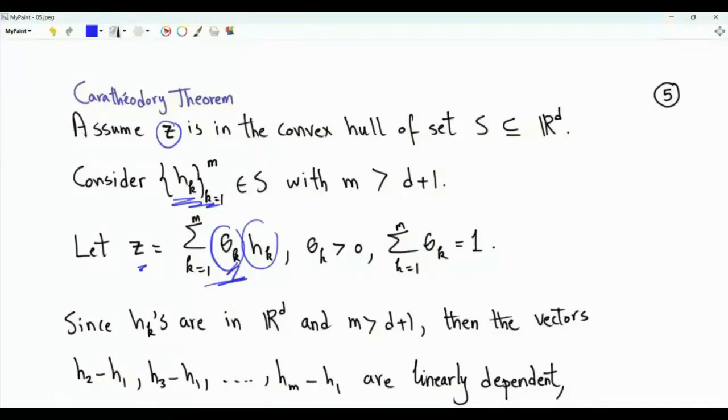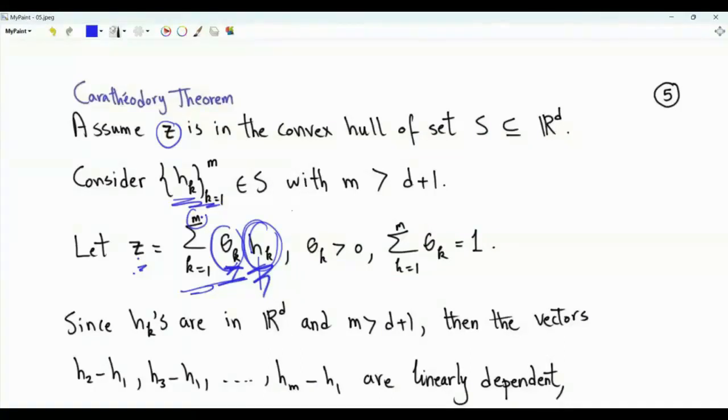But if there is a coefficient that is equal to 0, we can just eliminate the respective term in the summation. Let's focus on the case in which Z is a sum k from 1 to m, theta k, hk, so those are the vectors used to represent Z, and the thetas are all strictly positive. How many terms do we have in this convex combination? M. Suppose that those vectors are d-dimensional. We will assume that m is strictly greater than d plus 1.